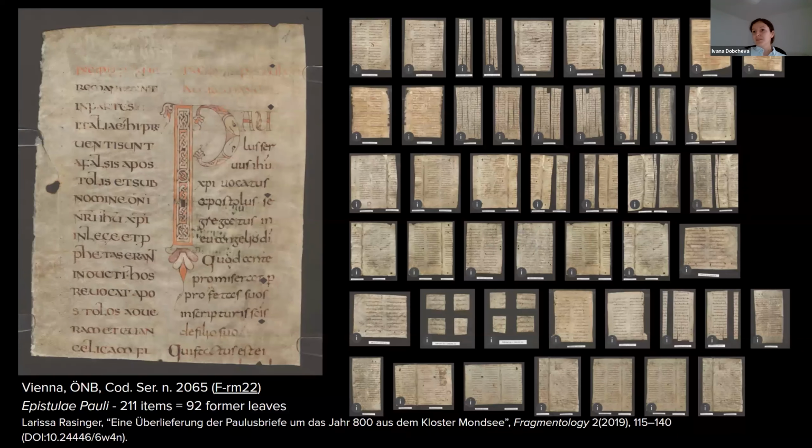And perhaps a master example of detaching in the Austrian National Library is the Codex Series Nova 2065, which contains Epistolae Pauli. This started surely in the 19th century, and it's still going on, since we still find fragments from the fragment collection which have to be added to this now virtual reconstruction. There are 211 items which can now be reconstructed to 92 former leaves. And as you can see, they're all fragments.